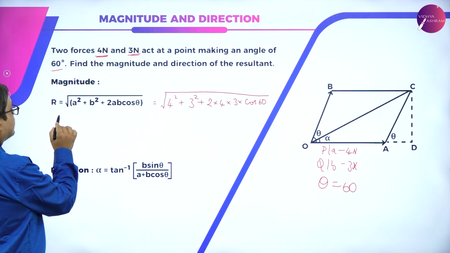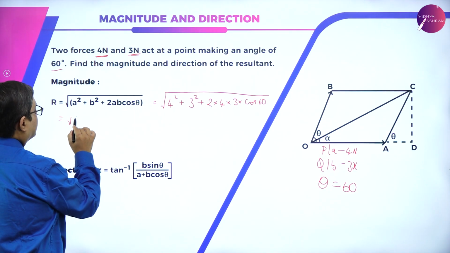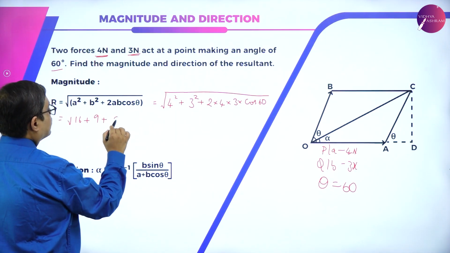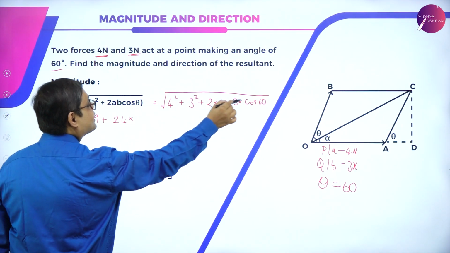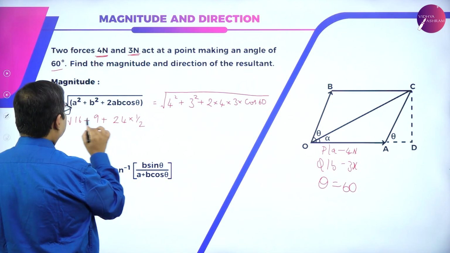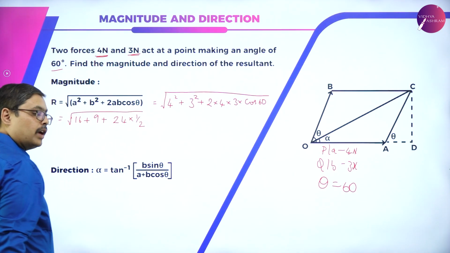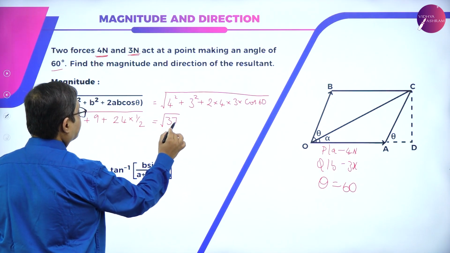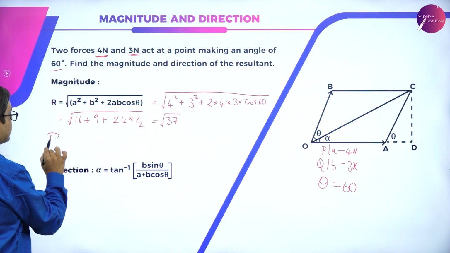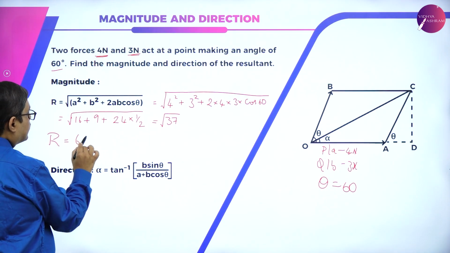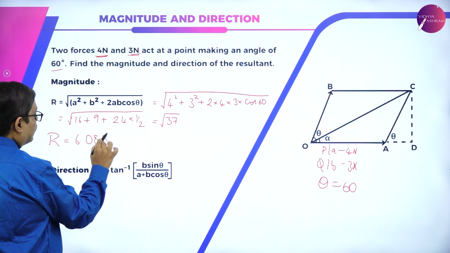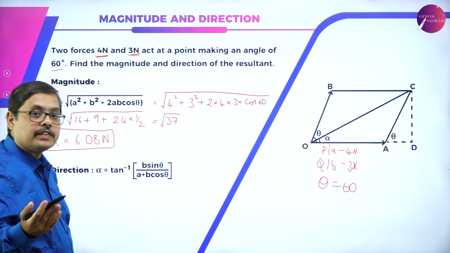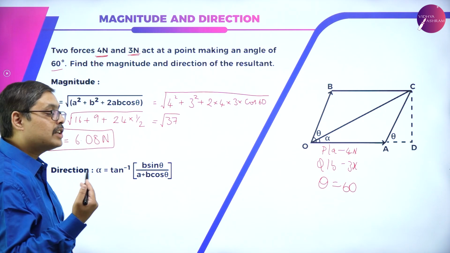What is this? This is the square root of 4 square is 16, 3 square is 9, 2 into 4 into 3 is 24, cos 60 is half. So what do I get? I get this to be root 37, or the resultant is 6.08 Newton. That is the magnitude of the resultant. Let us find out the direction of the resultant.